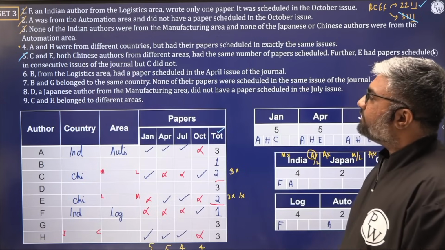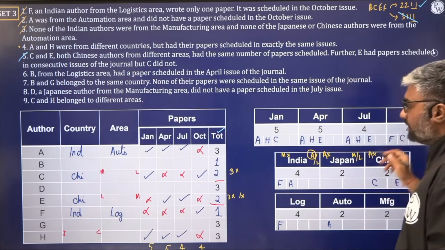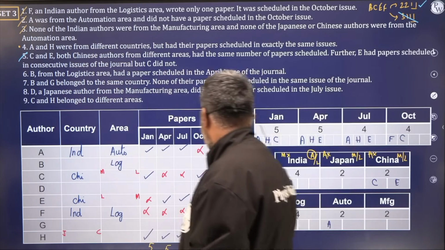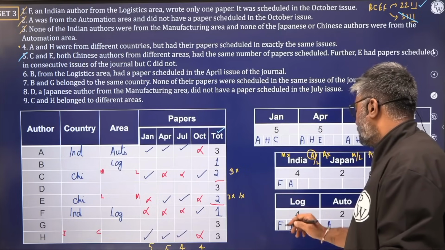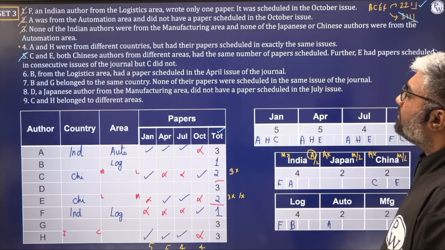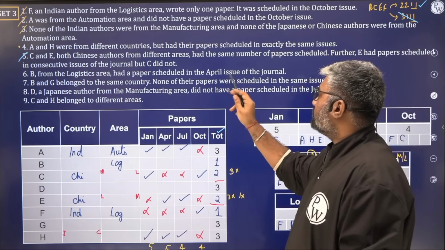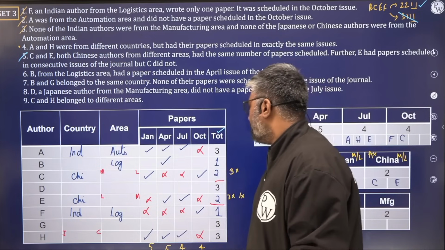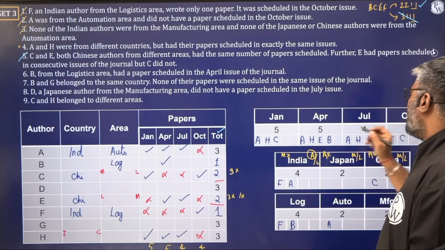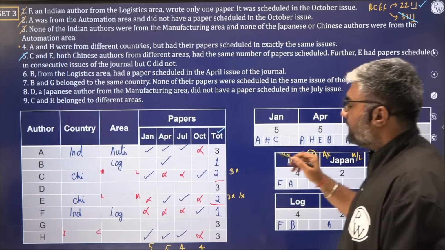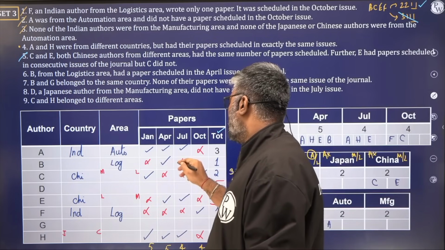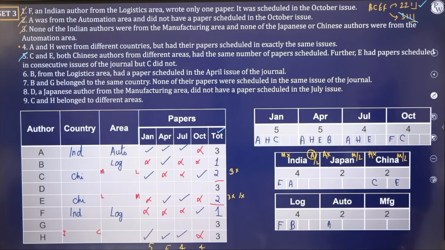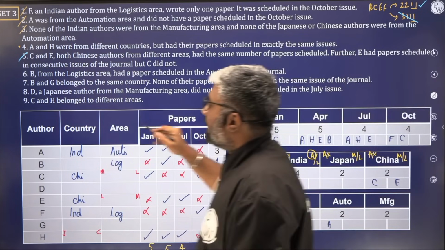Let's look at clue 6. B is from the logistics area, perfect. Had a paper scheduled in the April issue of the journal, so B can only submit one and he has submitted in April. B can only submit one and he has submitted in the month of April, so all of these are not possible for B. Again, is this making sense?